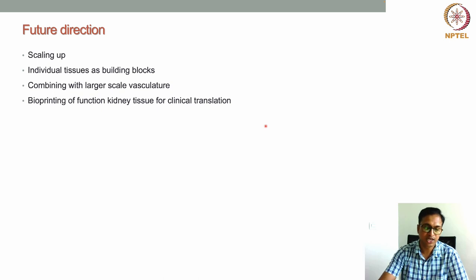I have given links for several literature sources, so please go through the literature. You will understand much more about how 3D bioprinting can be used to develop different kidney tissue structures, and also how bioprinting strategy can be developed further to generate fully functional kidney tissue.